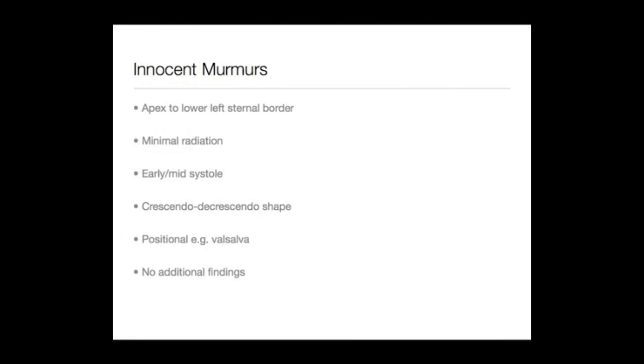A Valsalva manoeuvre will decrease the intensity of the murmur because the increase in intrathoracic pressure will decrease venous return, which will decrease flow through the heart and lessen the turbulence.